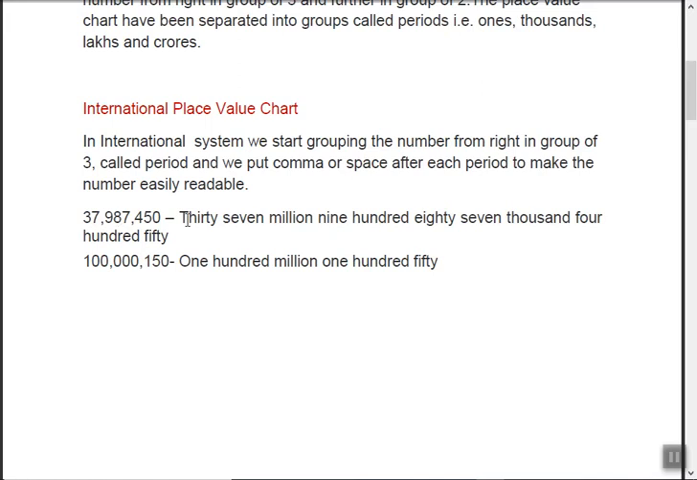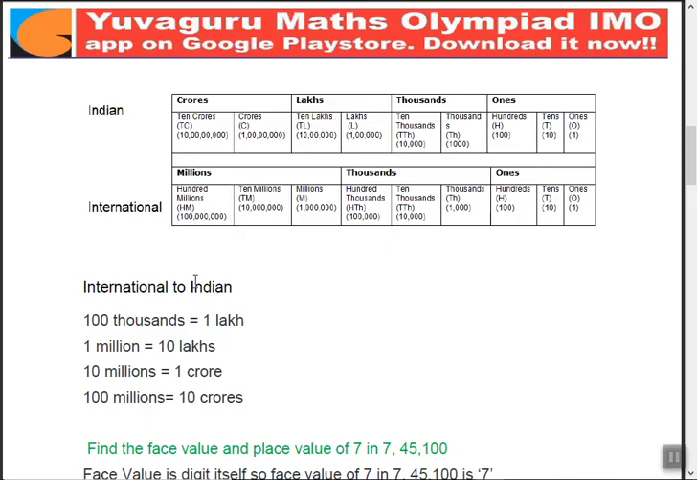So here it is what? 37 and 6 zeros, so 37 million, then 987,000, right? This 987 as one number, thousand, and then 450. Similarly over here, 100 million, and then no thousands are there, only 150. 100 million, 150, right?